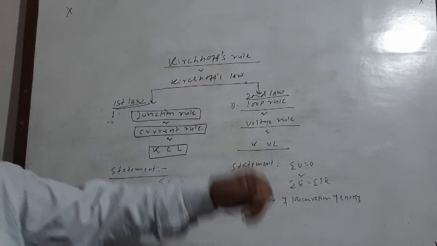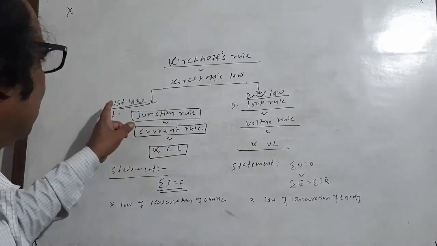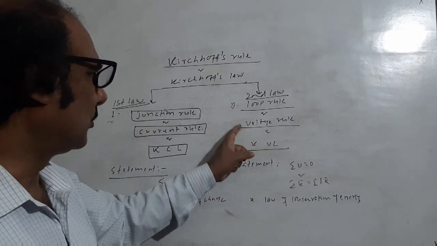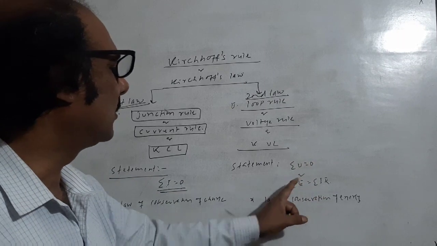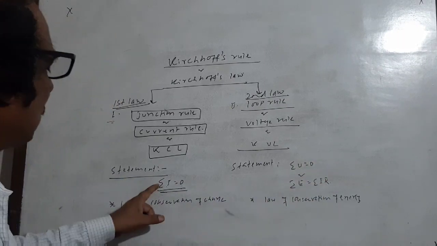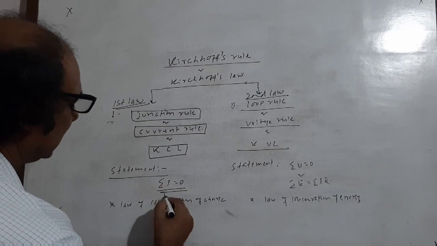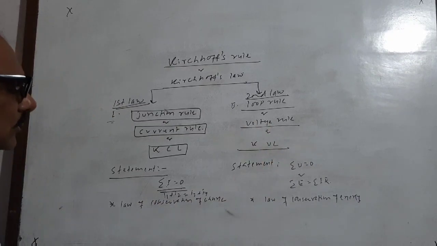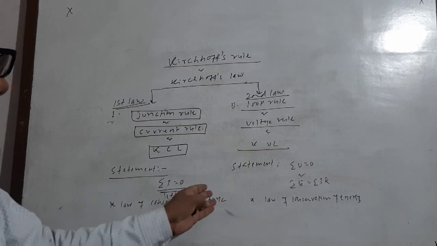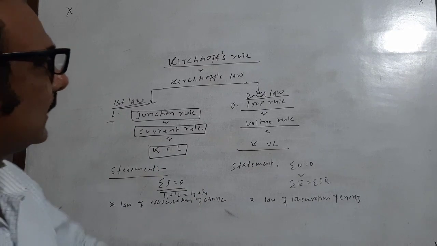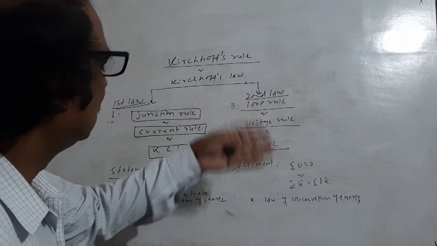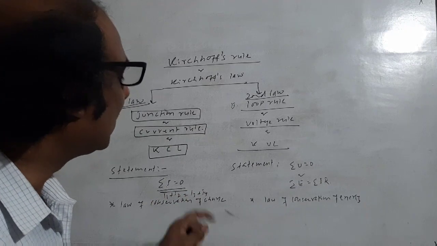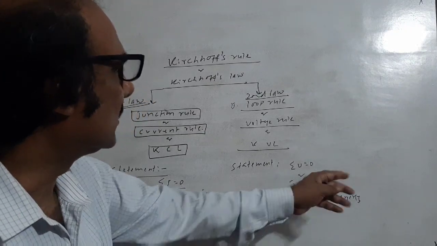So basically Kirchhoff's rule is divided into two parts. First law, second law. First law: junction rule, current rule or KCL. Second: loop rule, voltage rule or KVL, total V equal to 0 or total sum of E equal to sum of IR. Total I equal to 0, and sometimes the total incoming current, if I1 plus I2, is also equal to I3 plus I4. To understand this rule, now we have to draw an electrical circuit to explain why sum of I equal to 0, or sum of incoming equal to sum of outgoing, and how sum of E equals sum of IR.